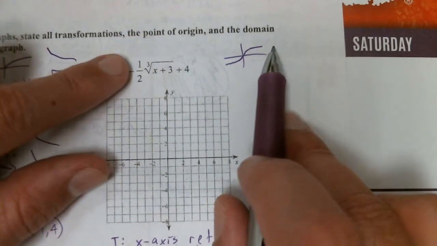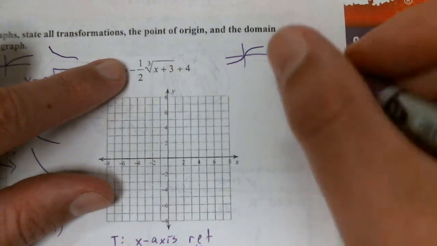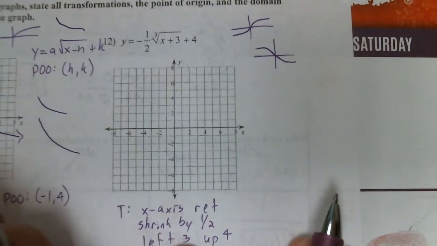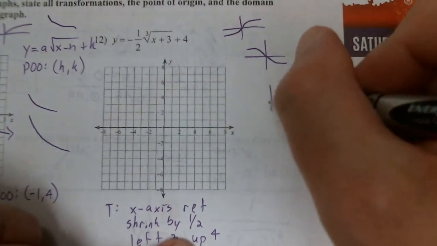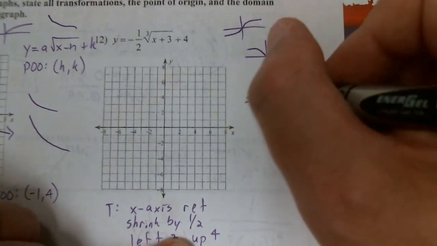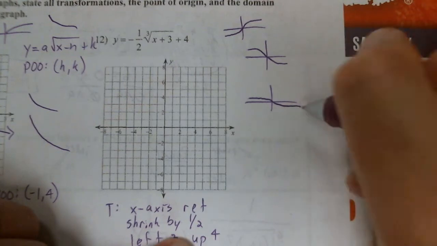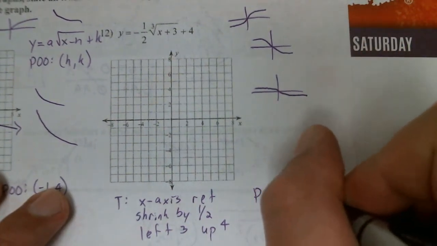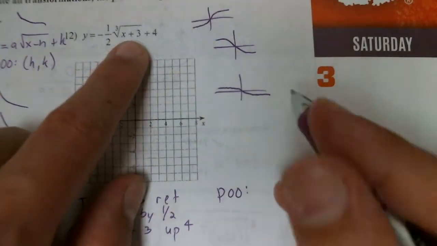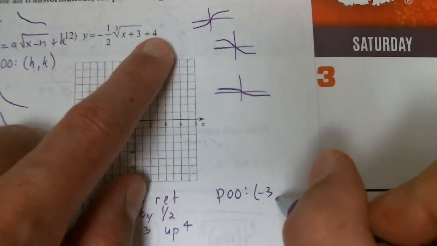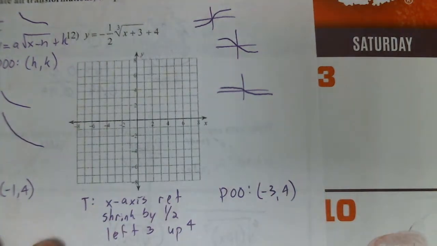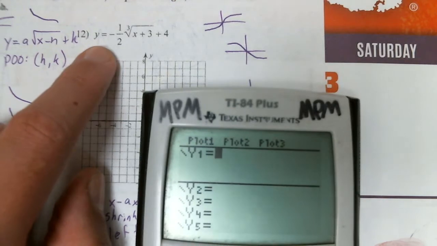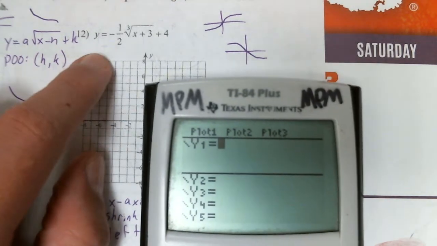Now our normal snake goes up the tree, but it's an x-axis reflection, so now the snake's going to go down the tree. And then it's also a shrink of 1/2. So that means it's going to be really, really skinny. Really short, narrow, and skinny. So our poo, point of origin, flip that sign, leave that one alone, -3, 4. And then let's go ahead and graph this. I forgot to do domain and range. I need to get back to do those.